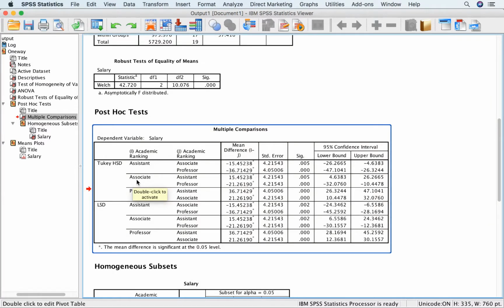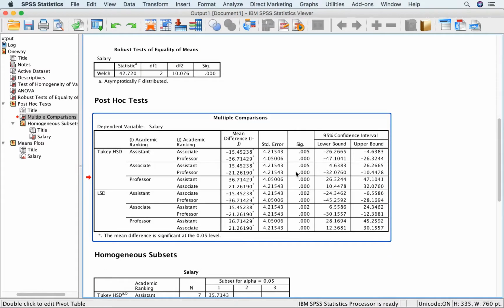The only thing that was not included in the previous pairs was associate versus professor. If you compare those, the difference is negative 21. So tenured professors would also make significantly more than associate professors. And if you look at LSD, it's not exactly the same, but they're similar. I would say 99% of the time, the outcomes are the same in terms of significance.